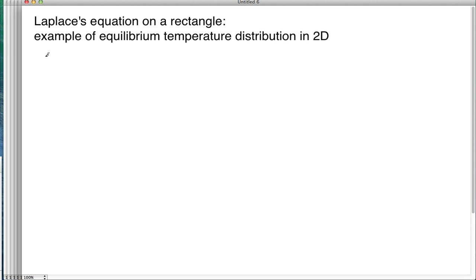Welcome. Today we're going to talk about Laplace's equation. So this is a new PDE, but it's related to the heat equation. So recall the heat equation.